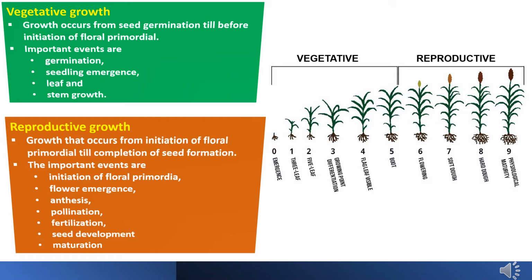Reproductive growth occurs from initiation of floral primordia development to the completion of seed formation, and there are various events taking place within the reproductive growth cycle like primordia initiation, flower emergence, anthesis, flowering, pollination, fertilization, seed development and maturation. So this reproductive growth covers the grain yield part.